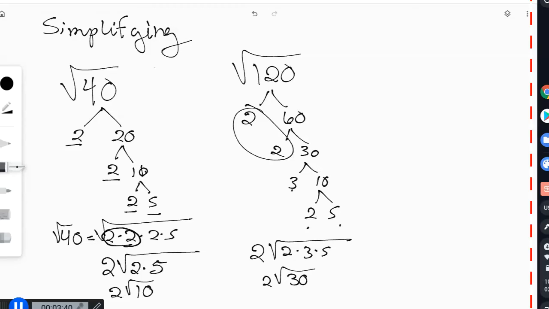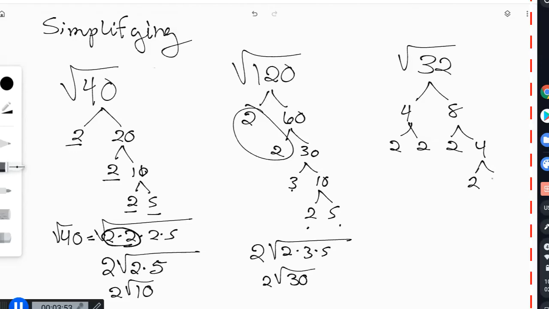What if we did something like 32? 4 and 8. And then we've got 2 and 2. 2 and 4, 2 and 2. Okay, lots of 2s. Pairs only. So these 2s can come out. These 2s can come out. And that 2 has to stay in. Notice we're not doing anything with the 4, the 8, or the 4. They've been broken down, so they don't really exist anymore.